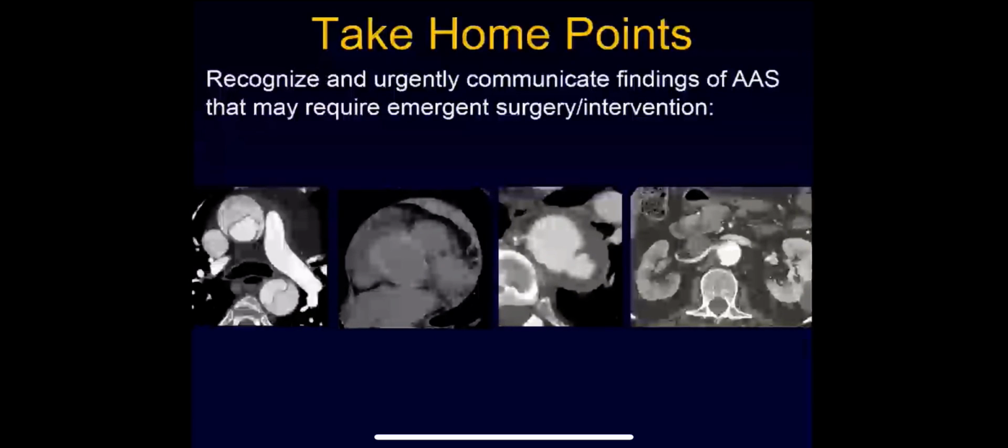So the take-home points are: recognize and urgently communicate findings of acute aortic syndromes that may require urgent emergent surgery or intervention, particularly in the case of type A aortic dissection. This is the double-barrel classic aortic dissection. Acute type A intramural hematoma with hemopericardium, a penetrating atherosclerotic ulcer that has resulted in acute intramural hematoma and aortic dissection, and branch vessel compromise. Here you can see compromise to the right renal artery.